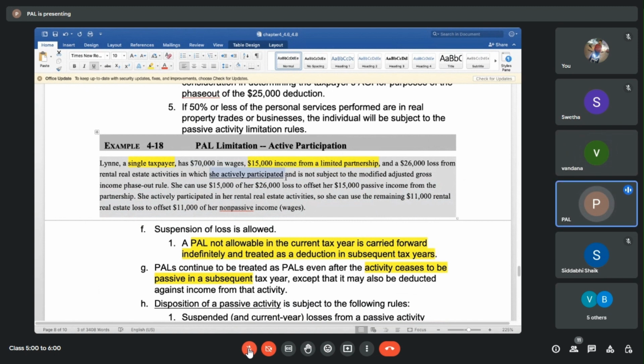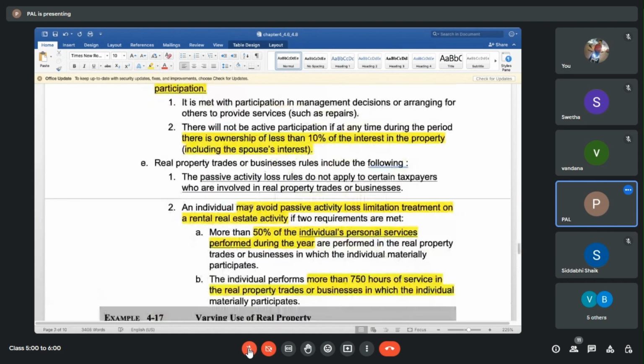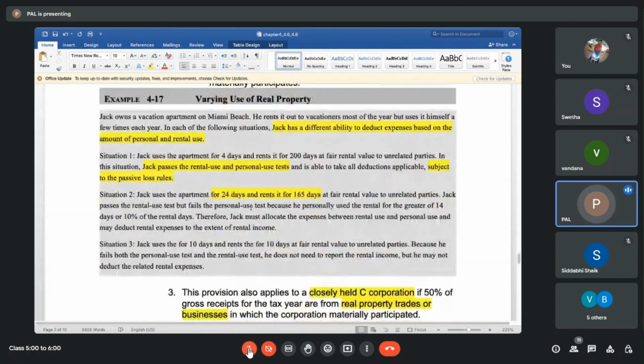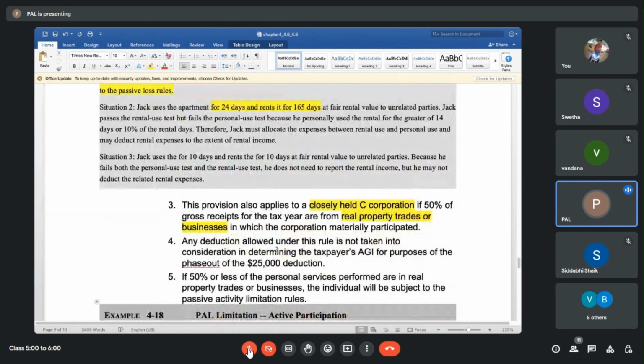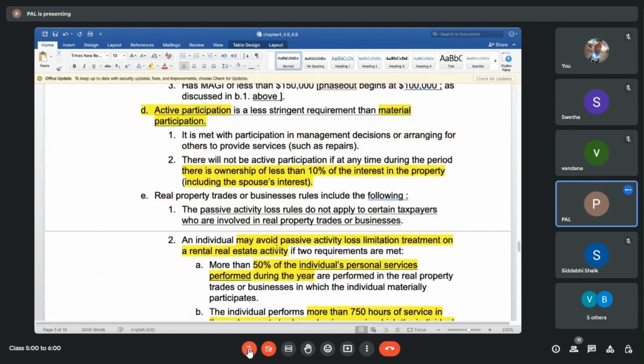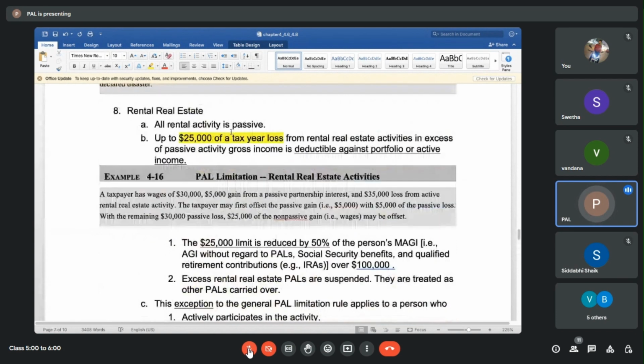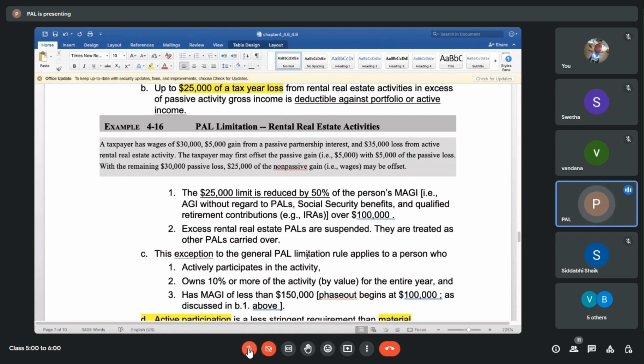Actively participated means she is more than a 10% owner, or she has put in more than 750 hours, or more than 50% of the time, and all those things. So maybe there are certain criteria, but clearly they are saying that she's actively participating in that. And if she is actively participating, she gets $25,000. Where was that thing? Yeah, here: $25,000 tax year loss she can deduct against any other active income if she is actively participating, or if her income is below a certain level.